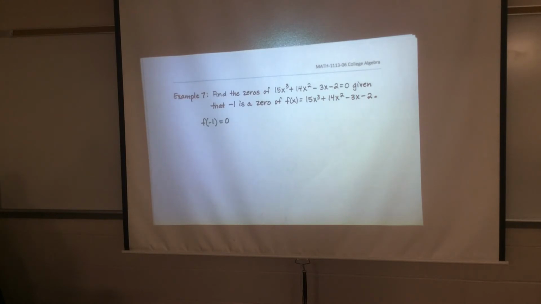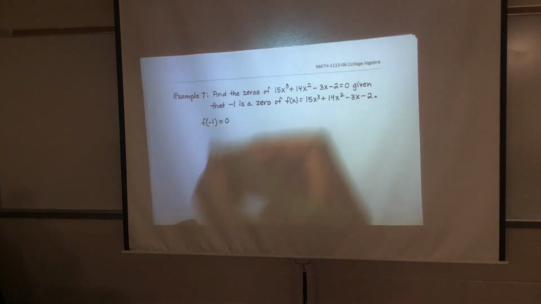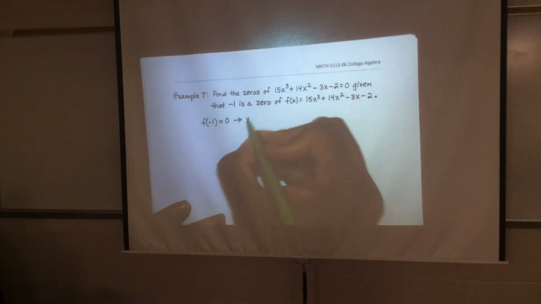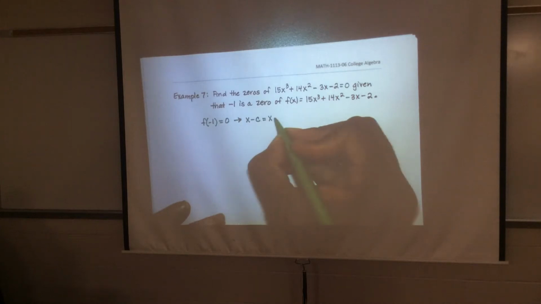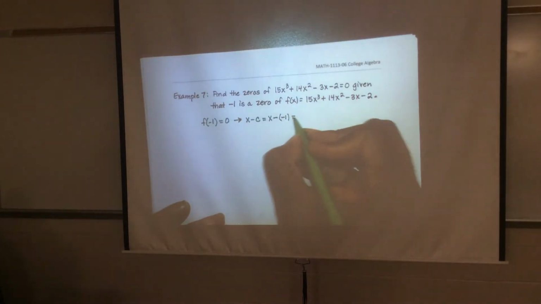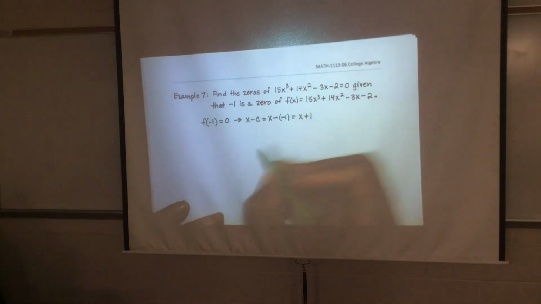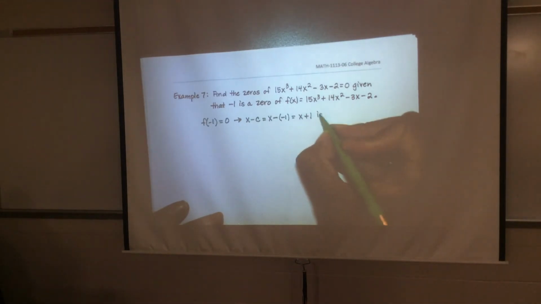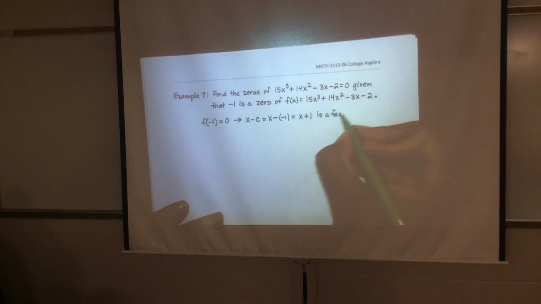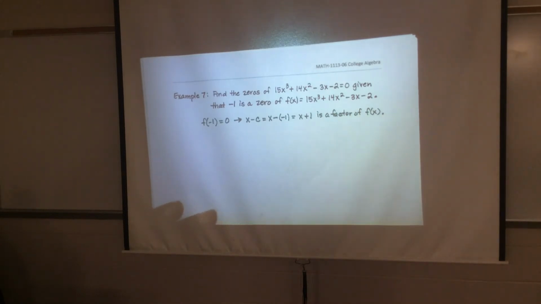Now if f of negative 1 equals 0, according to the factor theorem, we can say x minus that constant, and that constant in this case would be negative 1, so I'm going to have x minus negative 1, or x plus 1, because minus a negative makes that a plus. So x plus 1 is a factor of the function f of x. Okay? So we know one of the factors is x plus 1. What's the other factor? That's where we use synthetic division.